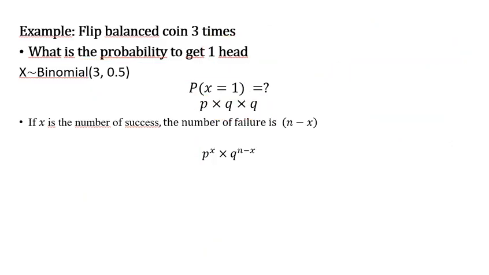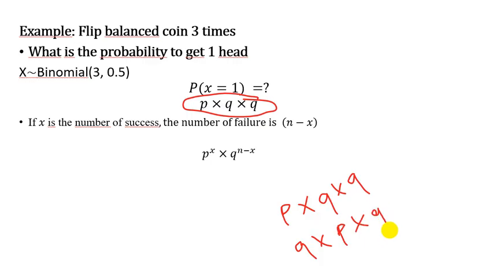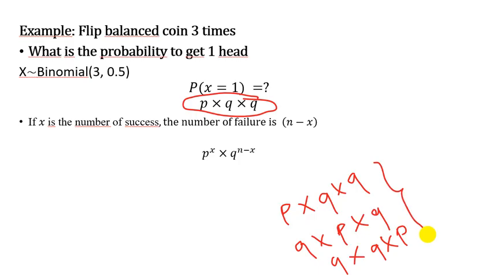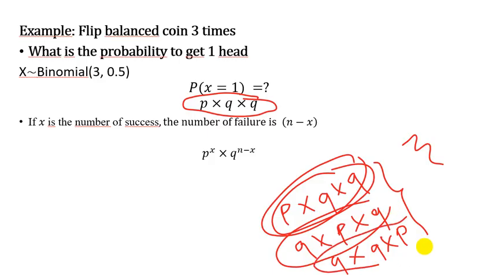But also I know that I can get this in different ways. I can get one head in different ways. What are those ways? It can be p times q times q, or q times p times q, or maybe q times q times p. I have different ways to get this. So the probability actually is the sum, either this or this or this. So we sum up all of this.